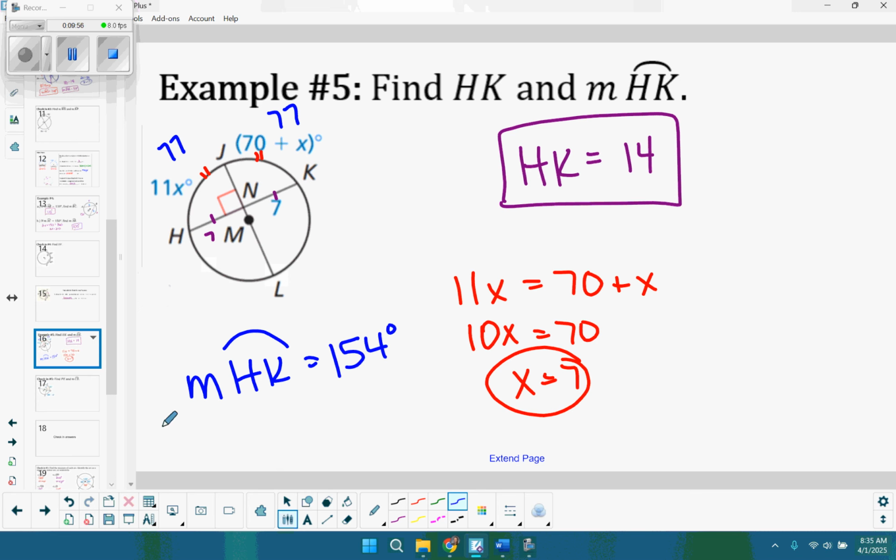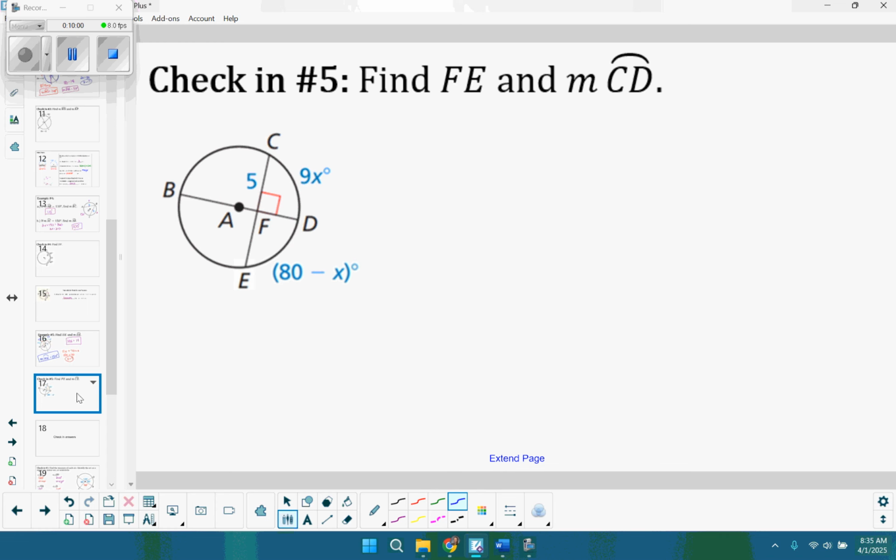The final one for you to try is right here. Answers are posted on Google Classroom. And that is the end of our section 10.2.